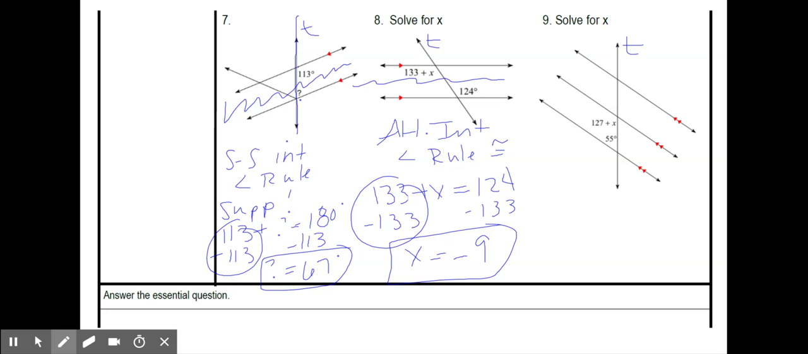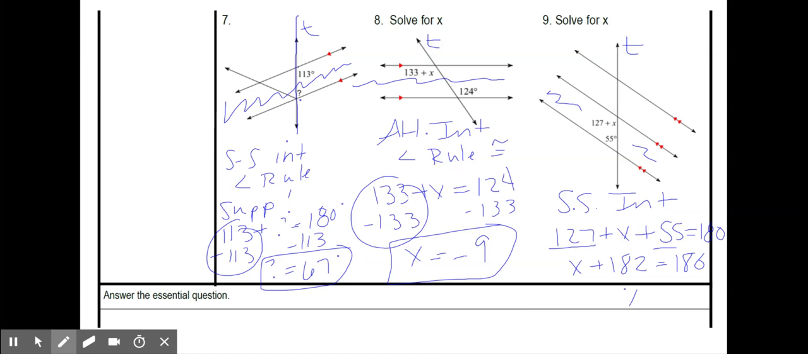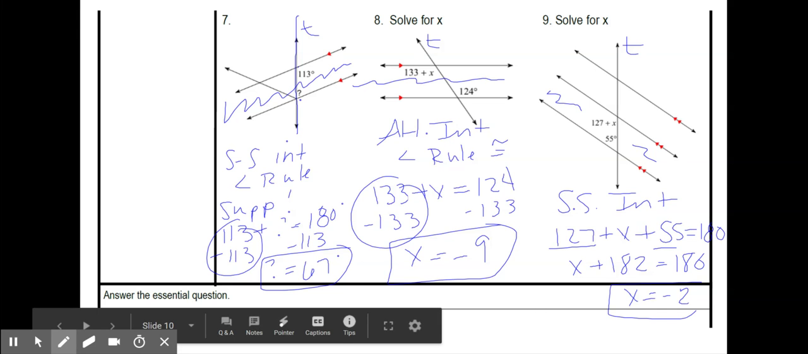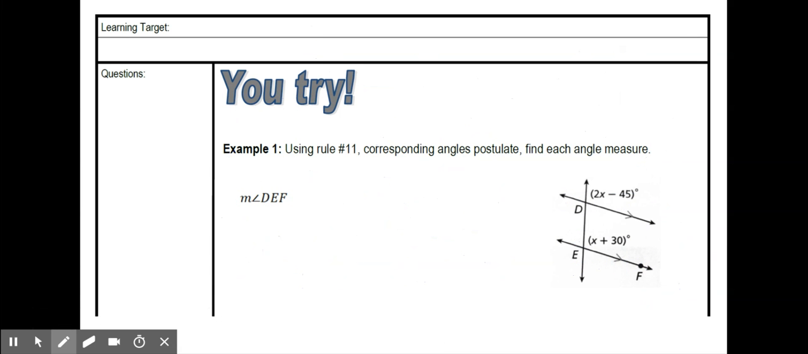All right, number 9, let's see if we can sneak this one in. Number 9, I want to find my transversal, find my interior angles. So I have same side interior. So 127 plus x plus 55 is equal to 180. If I add 127 and 55, I get 182. And if I subtract 182 from both sides, I see x equals -2. All right, we're doing great. You try, and we'll see you in class.